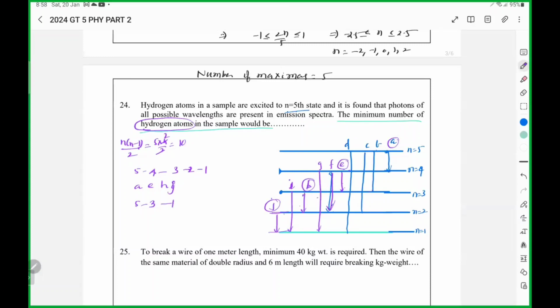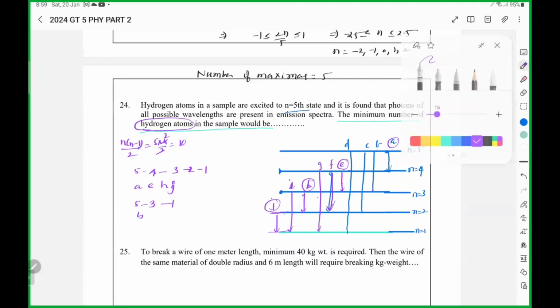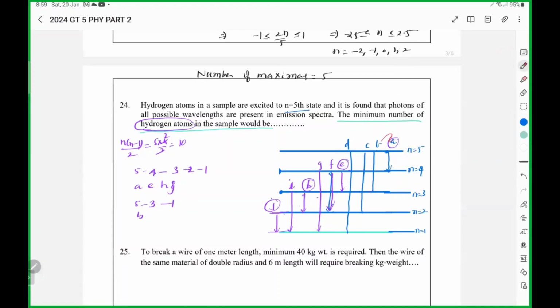That is B and I. This transition can be done with another atom. Here one atom, here till now two atoms, totally 1, 2, 3, 4, 5, 6 spectral lines are over.